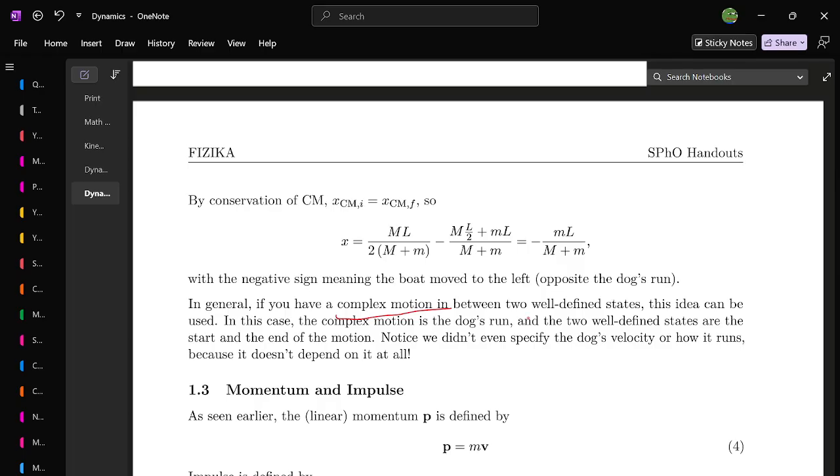So let's break down what this means. In this example, the complex motion is just the dog's run because we don't know how the dog ran. It could have run anyhow and we don't care about it. And our two well-defined states are the start and the end of the motion, which is before the dog started running and after the dog stopped running. So because these criteria are met and your system is isolated, conservation of CM applies and you can simply do that. Interestingly, it doesn't depend on the dog's velocity or how it runs at all. So that's quite nice.